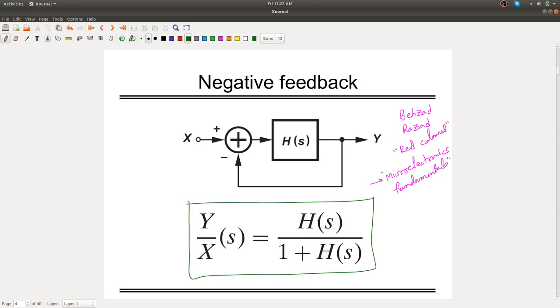So this is already known to us. If it is in feedback, H of S divided by 1 plus H of S, that's a negative feedback, right? If it is positive, just negative. We knew that, but we are discovering the circuit which is going to be negative feedback, but it will oscillate. So let's learn that.